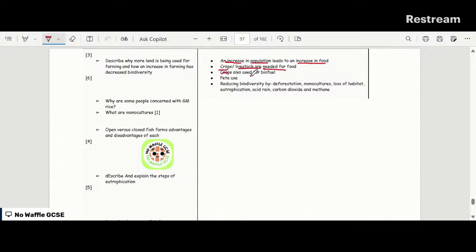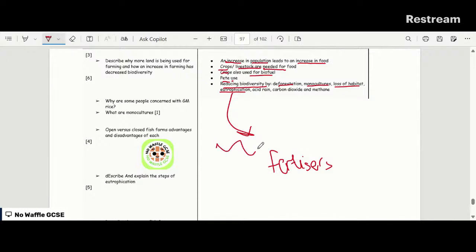Crops are also used for biofuel, i.e., for example, you grow lots of things like bamboo and then you burn it as fuel. Peat is being used. It then reduces biodiversity by deforestation, monocultures, loss of habitat, eutrophication. Now, if you don't know what eutrophication is, I think it's chemistry where fertilizers leak into rivers and literally any water body. Now, as the fertilizers leak into the rivers, what happens?